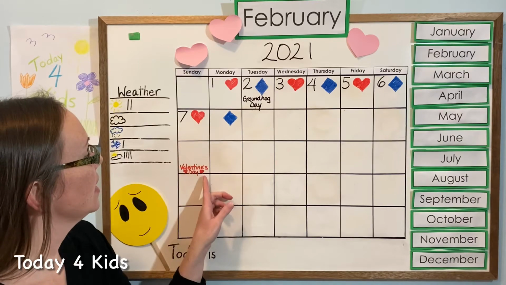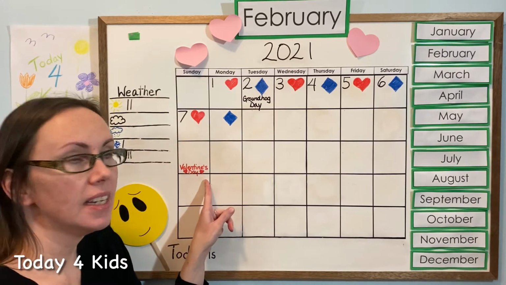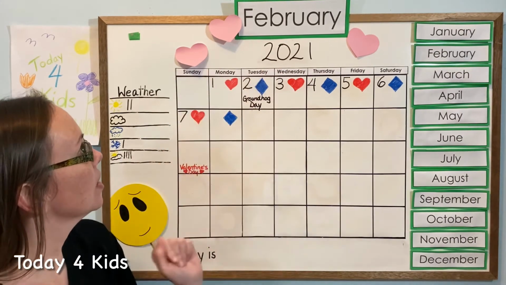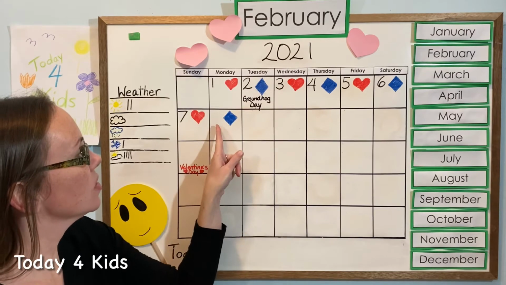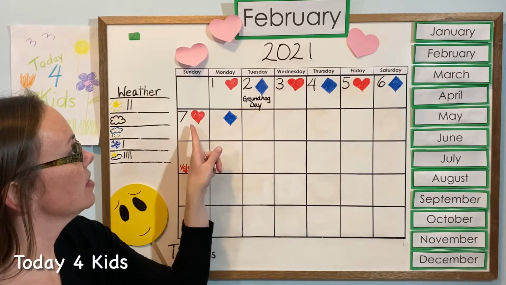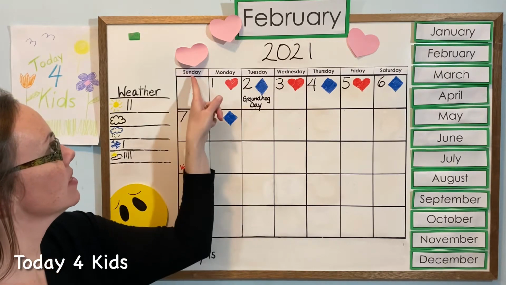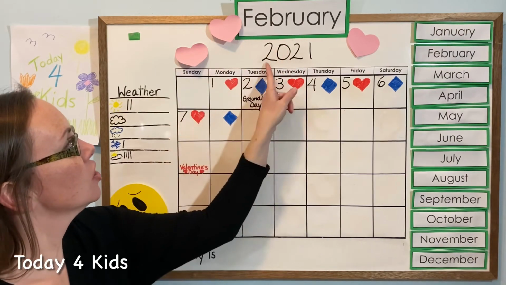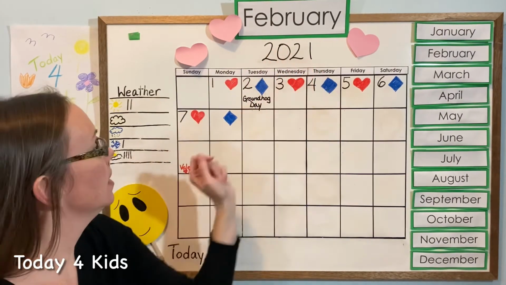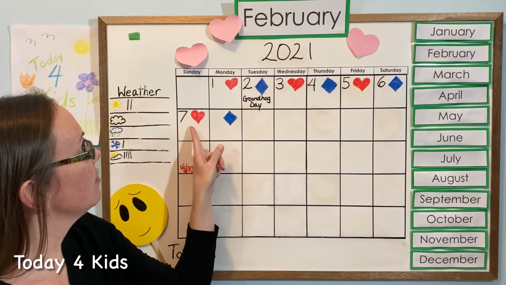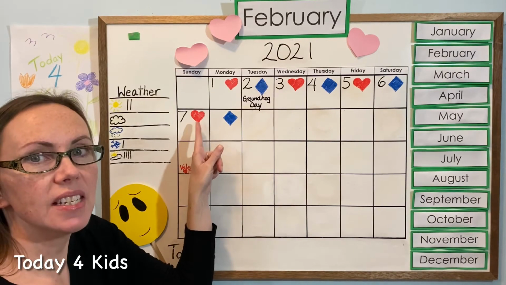So now that we've put in our Valentine's Day and we've put some hearts on the board, let's go back to today. So today is a blue rhombus. Yesterday was a red heart. Yesterday was Sunday, February 7th, 2021. So today, if yesterday was Sunday, what do you think today is?